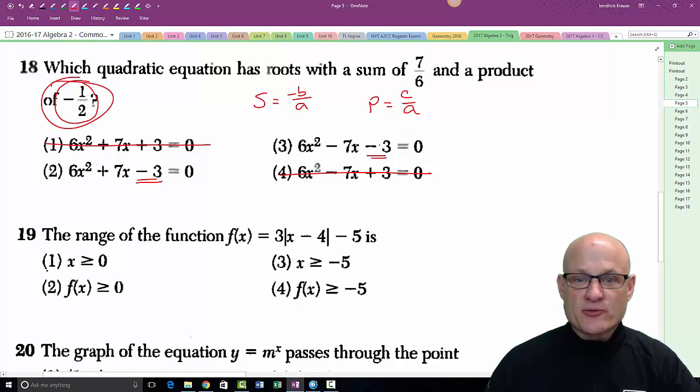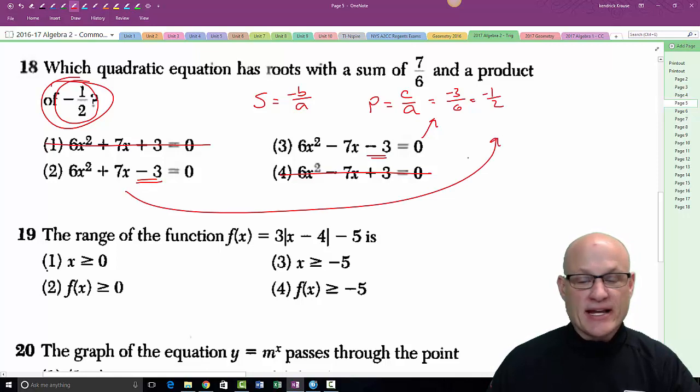So if I use this one, that would give me negative 3 over 6, which is negative 1/2. And if I use this one, that also gives me negative 3 over 6, which is negative 1/2. So it's got to be one of those two. And then if I use the product of the roots is just c over a.